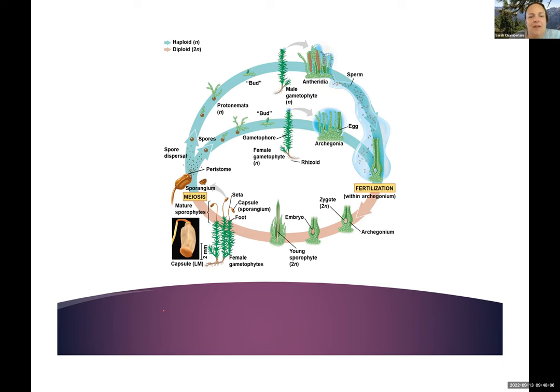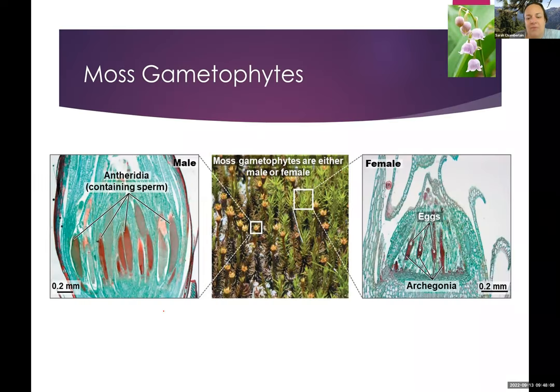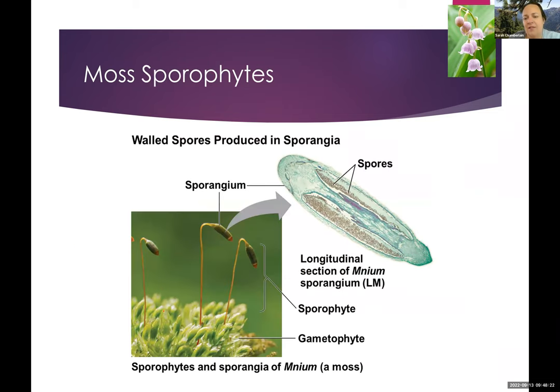All right. So here are some handy pictures of our moss gametophytes, and look, antheridia and eggs. The eggs are inside of the archegonia. The antheridia have sperm. And then look at these: we've got spores, we've got our sporangium. It's kind of cool. Our sporophyte, right? So this is all familiar.